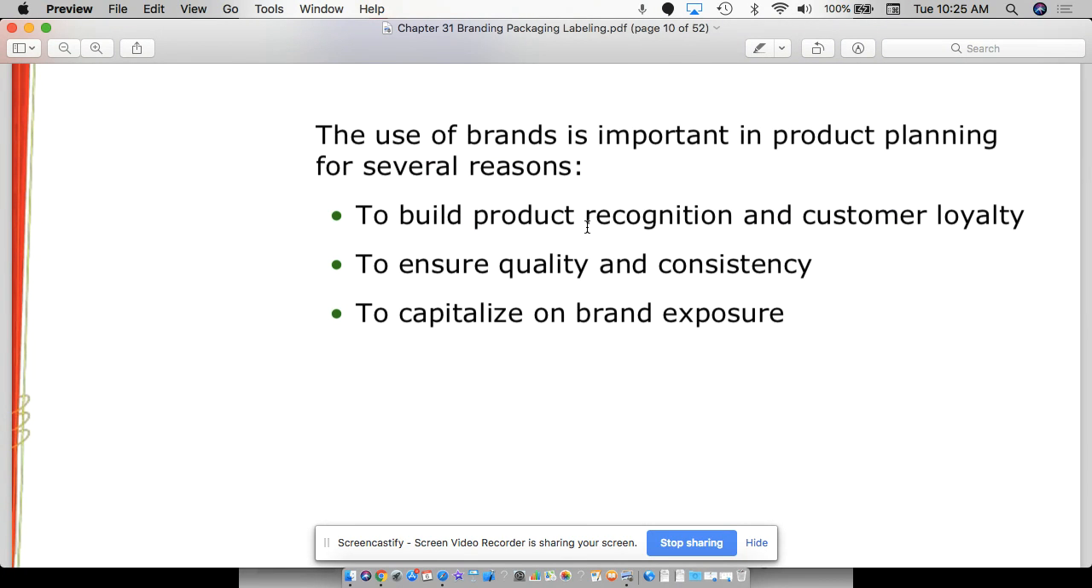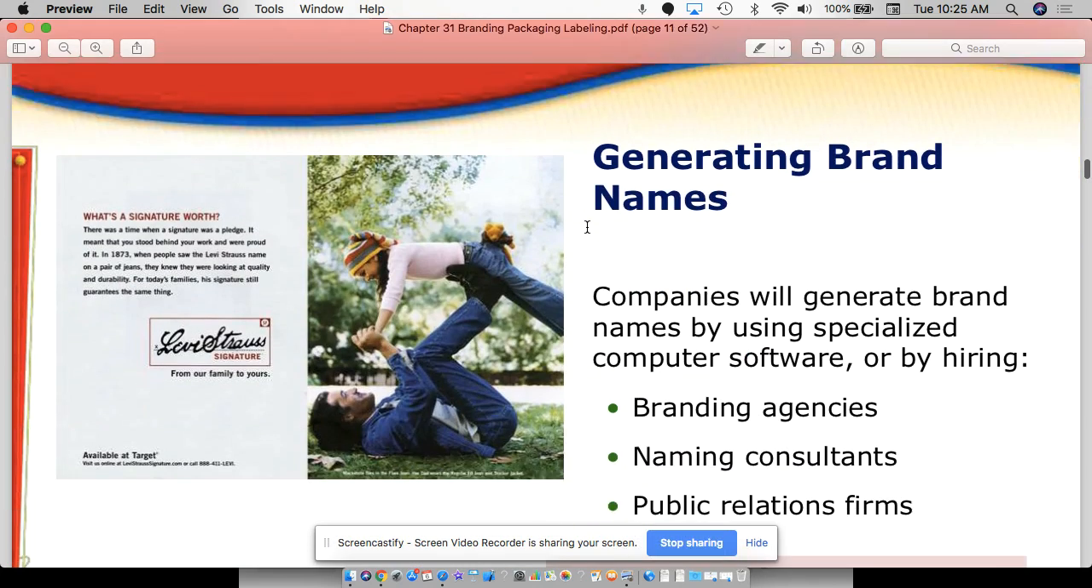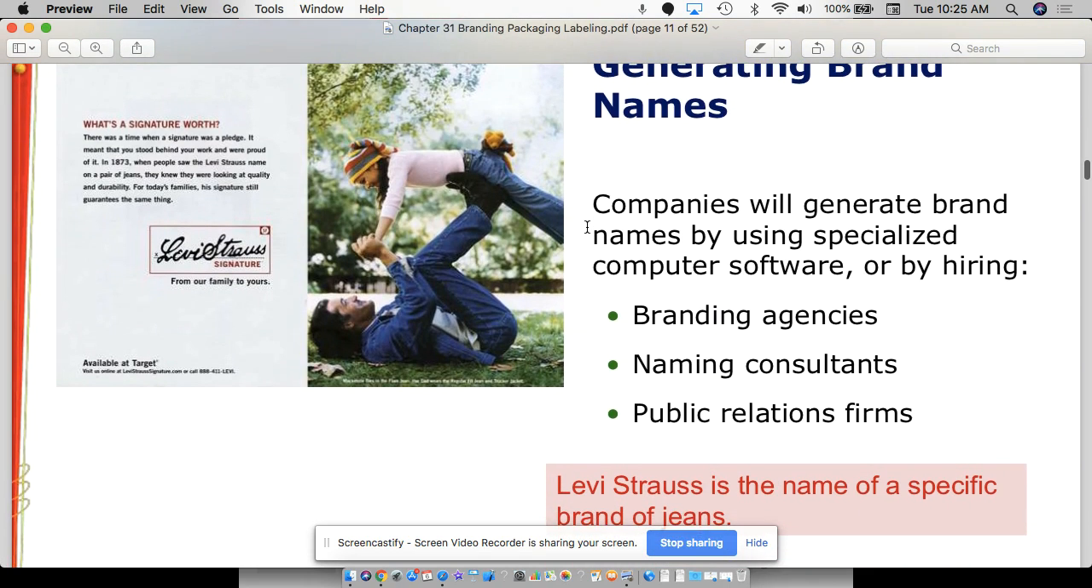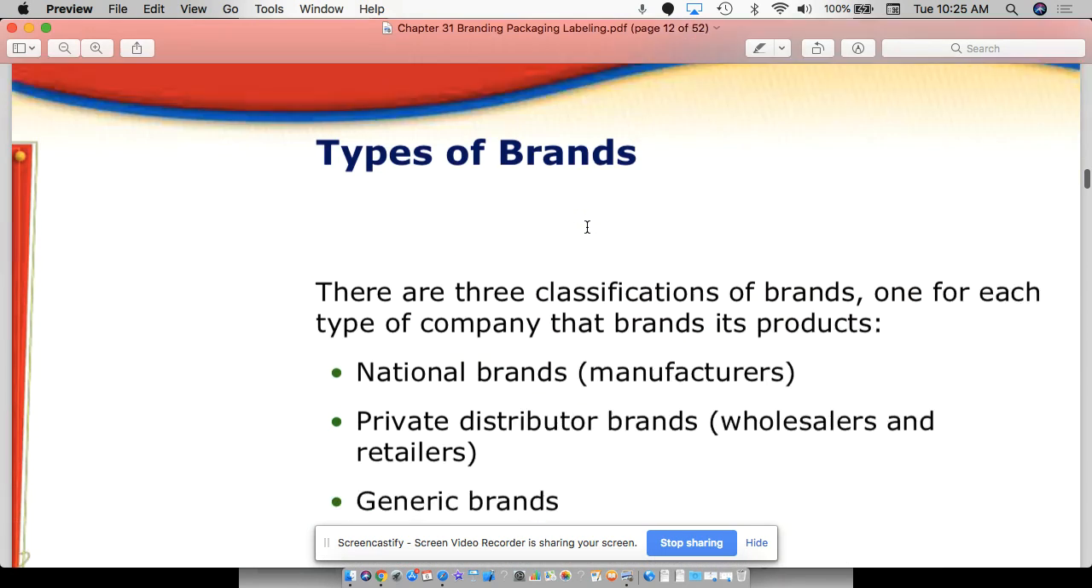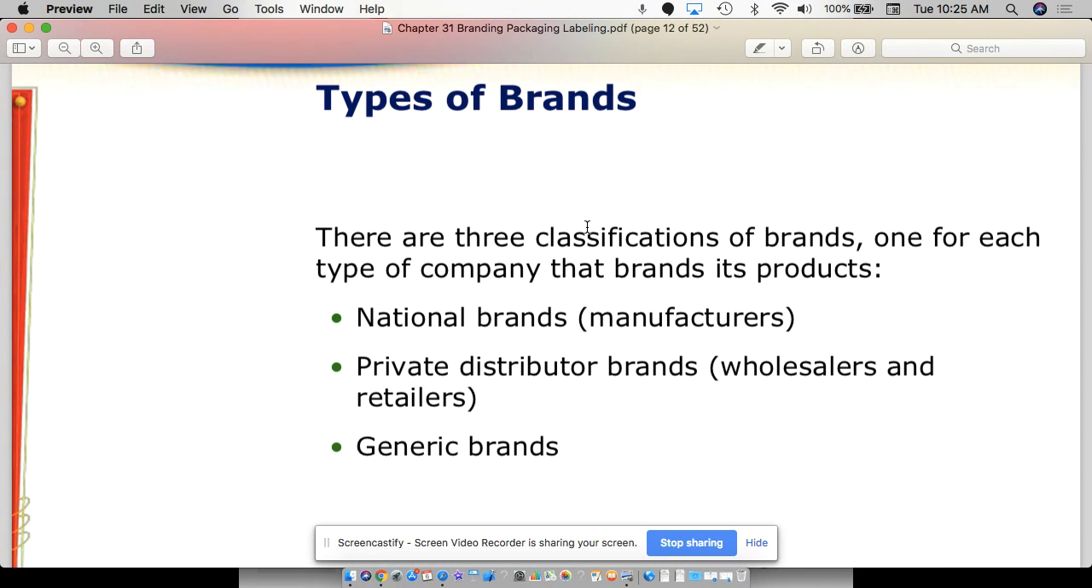Now, we kind of went over this a little bit as far as what it does. It builds product recognition and customer loyalty and ensures quality and consistency, and it capitalizes on that brand exposure. Brand names, we talked about this a little bit as far as the people that you know versus store brand and generic.